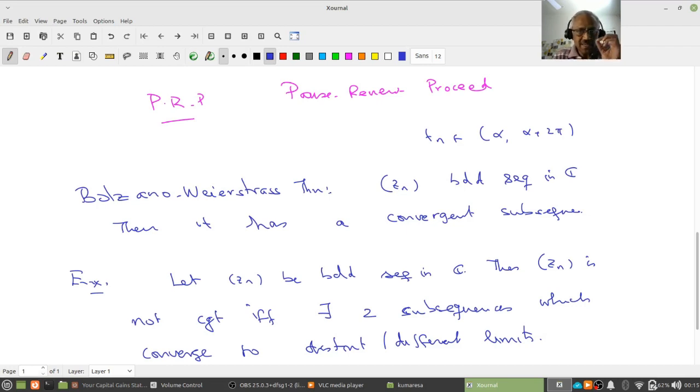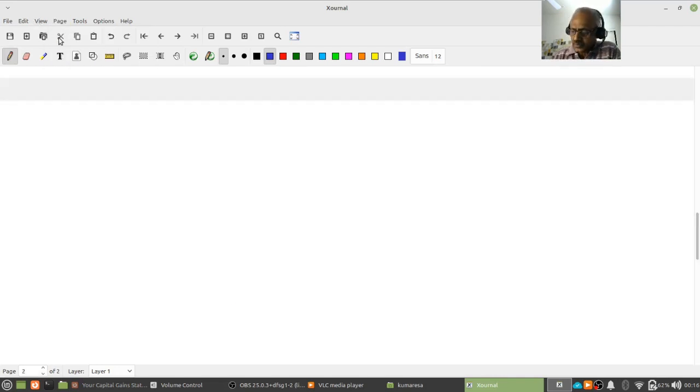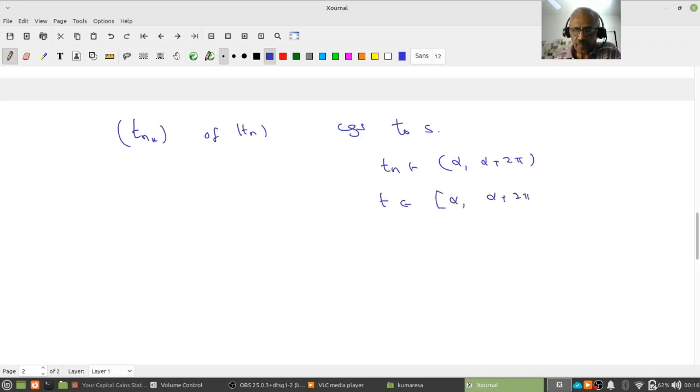You understand that? This is the idea of the proof. Please understand. Learn this well, because this is not usually done. This is a beautiful exercise, so learn this well. Now how do I prove that? So let us assume a subsequence T_nk of Tn converges to S. Now where is Tn? Tn lies in the interval alpha to alpha plus 2 pi. Therefore, since T_nk is convergent, S has to be in the closed interval alpha to alpha plus 2 pi. It may not be in the open interval.